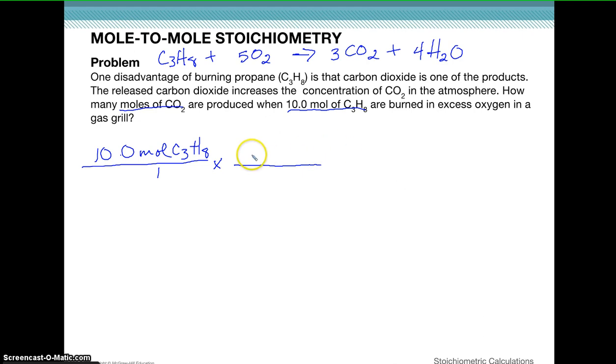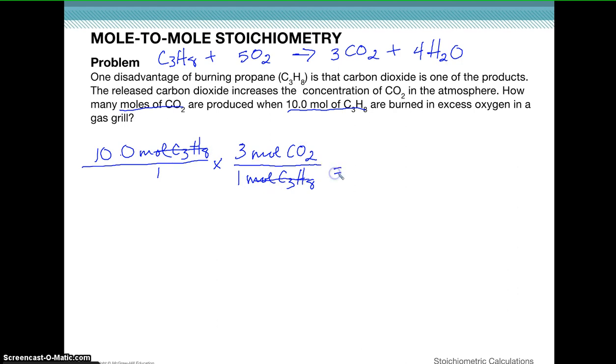So the only thing we're going to need is the molar ratio. Now, the moles of C3H8 go on the bottom because that's what we want to cancel, right? From our balanced equation, how many moles of C3H8 do we have? 1. So 1 mole of C3H8. And then what are we trying to find? We're trying to find moles of CO2, so that's what goes on the top. 3 moles of CO2. Okay, so our moles of C3H8 cancel.